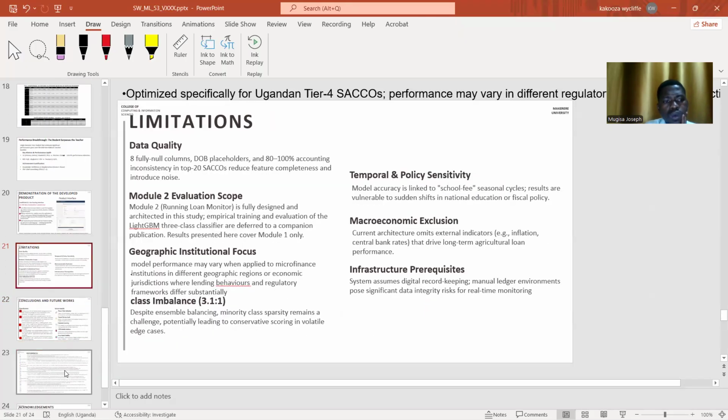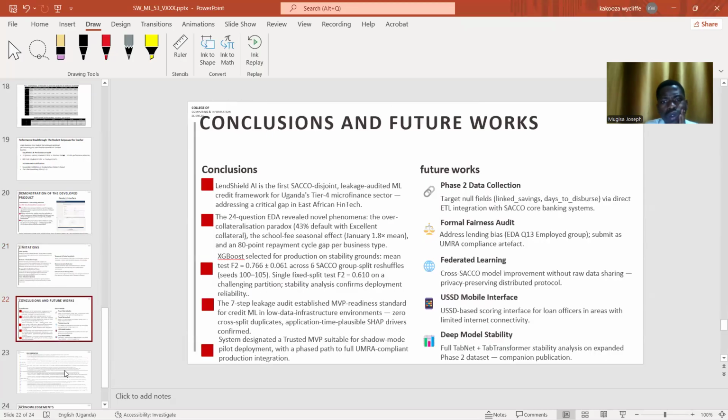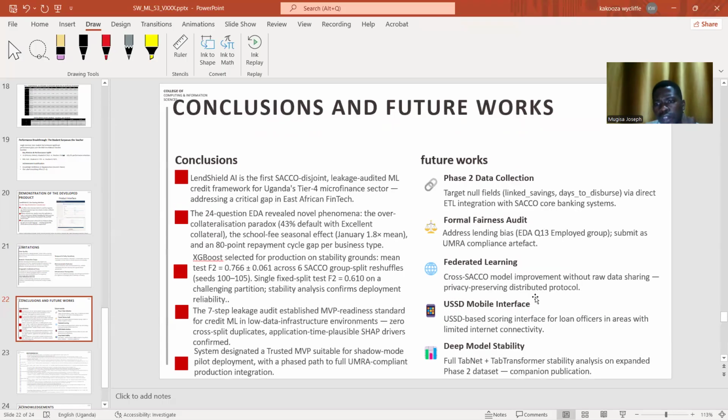Let's look at our conclusions and then the future work, which shall be looking at more data collection and formal fairness, addressing lending bias. We are also going to be looking at federated learning, to try to improve data sharing with privacy-preserving distributed protocols, since we are currently training on data coming from a single circle. And we're also looking at providing a USSD interface for officers who are unable to access the internet.